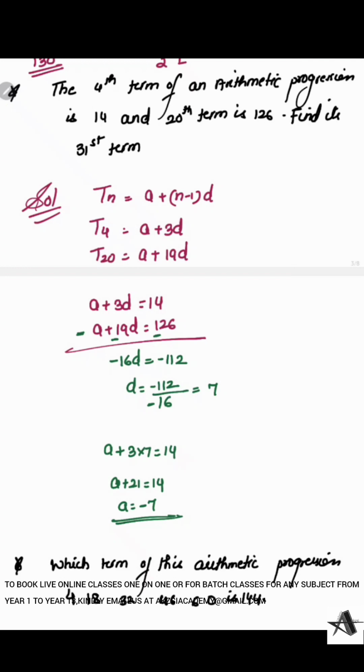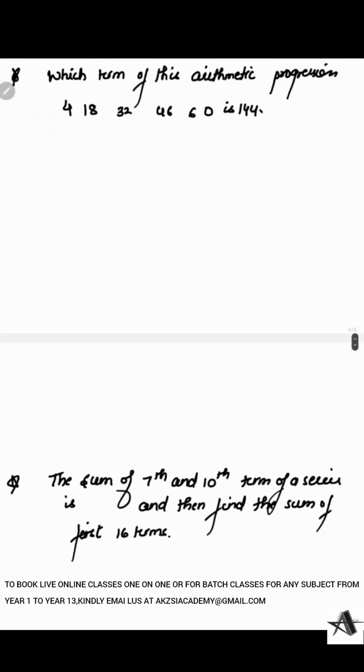We can easily calculate the 31st term because T31 is a plus (n minus 1)d, which is a plus 30d. A is negative 7 plus 30 into 7. So negative 7 plus 210 is 203. This is our 31st term. Moving on to the next question.